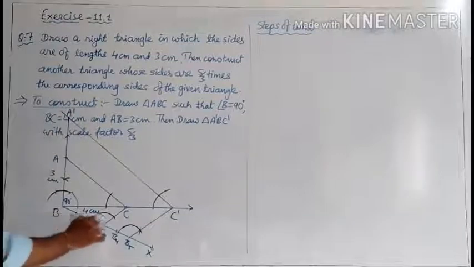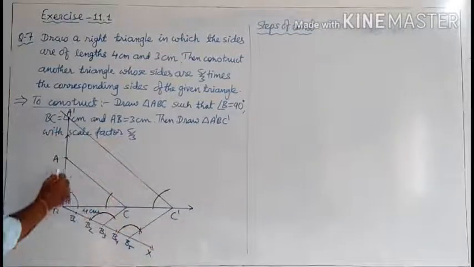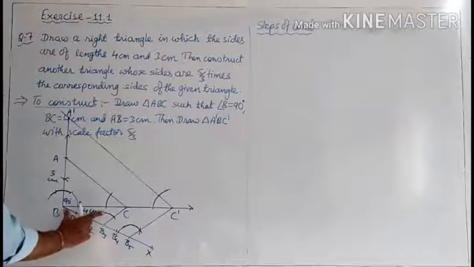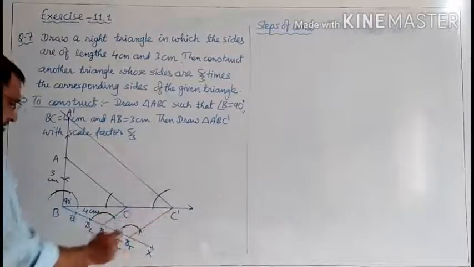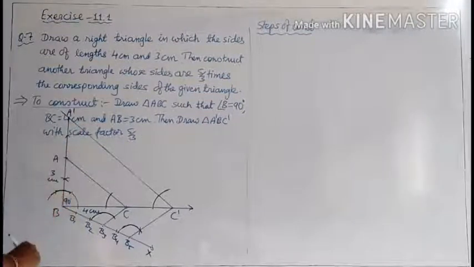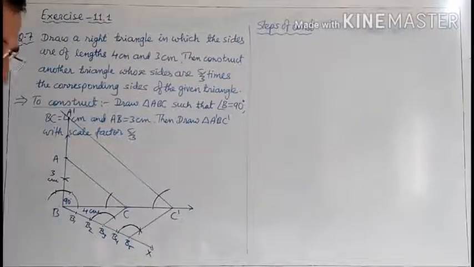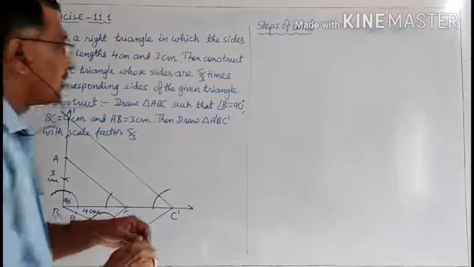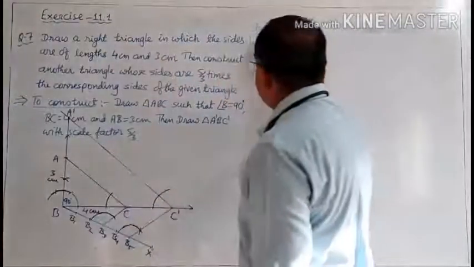Now A dash B C dash triangle is constructed and ABC is given, as here there are three parts for BC. So for B C dash there are 5 parts. Similarly here AB 3 parts and A dash B 5 parts. So this triangle is constructed. So now let's go for steps of construction. You can see here, first of all, what we have done.